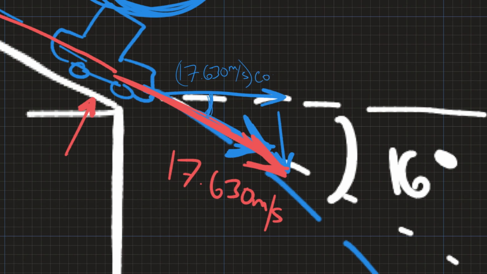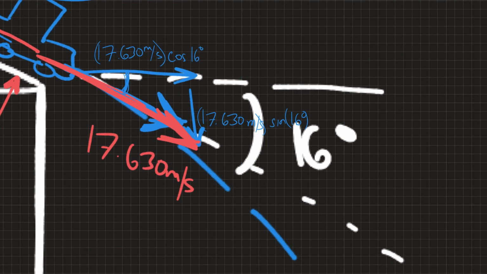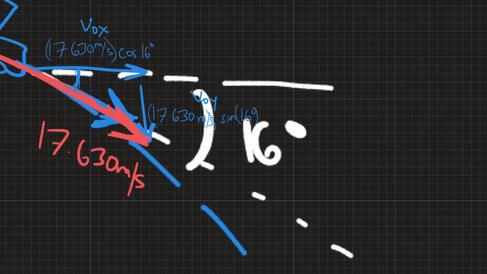So this will be cosine 16 degrees. This will be 17.630 meters per second times the sine of 16 degrees. That will give me my v naught in the x and v naught in the y. This is v naught in the x, and this is v naught in the y. So this is for the projectile motion portion of the problem.